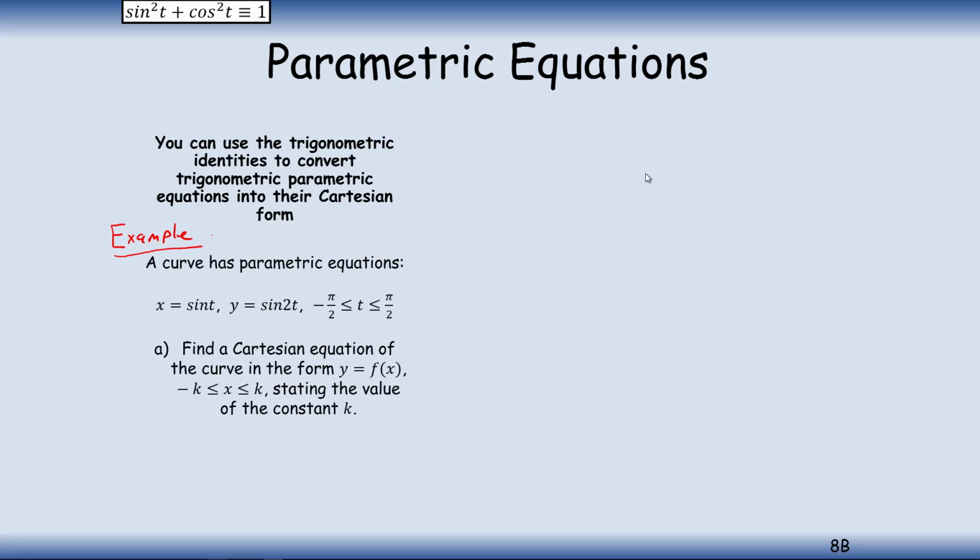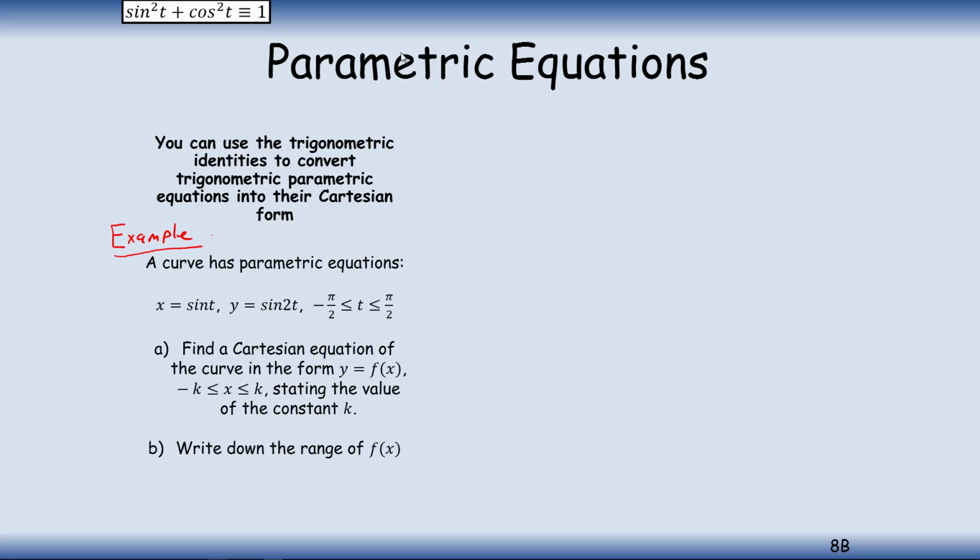Right. Let's have a look at this example. The curve has these parametric equations: x equals sine t and y equals sine 2t, in the range of minus pi by 2 to plus pi by 2. It wants us to find the Cartesian equation of the form y equals f of x, and its domain is minus k to k for x. Then in part B you've got to write down the range of the function of x.